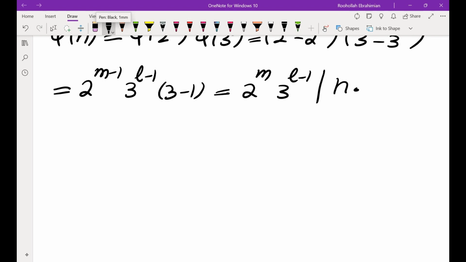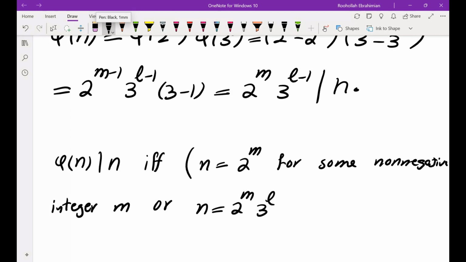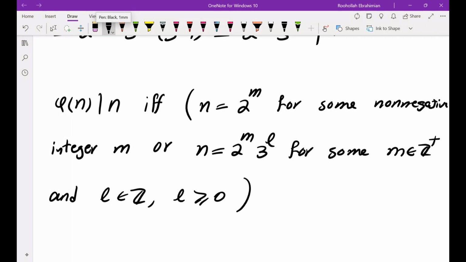To summarize what we got: phi of n divides n if and only if either n is equal to 2 to the power of m for some non-negative integer m, or n is equal to 2 to the power of m times 3 to the power of l for some m that is positive and l that is non-negative. So, this brings me to the end of this video.